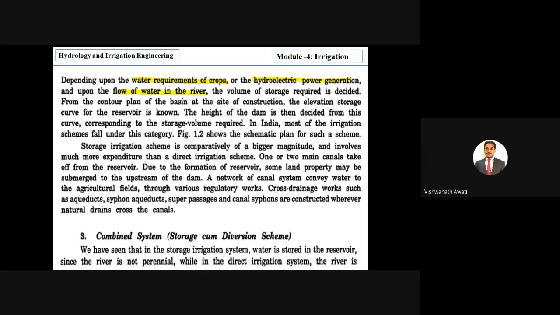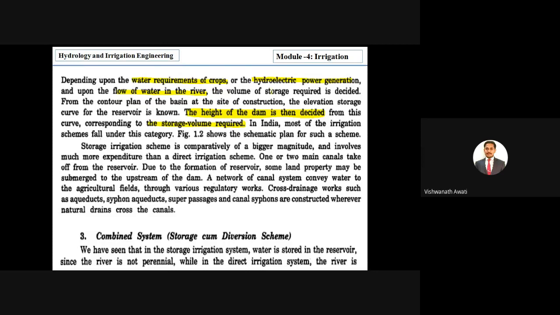water in the river. These three factors will be considered, and based on this, the height of the dam is then decided. From that, we will calculate the storage volume required. So the main factors are crop water requirement, hydroelectric generation and flow in the river. Based on that we will get to know how much volume of water is required to store, and based on that the height will be decided, so it stores the water in a volumetric stage.